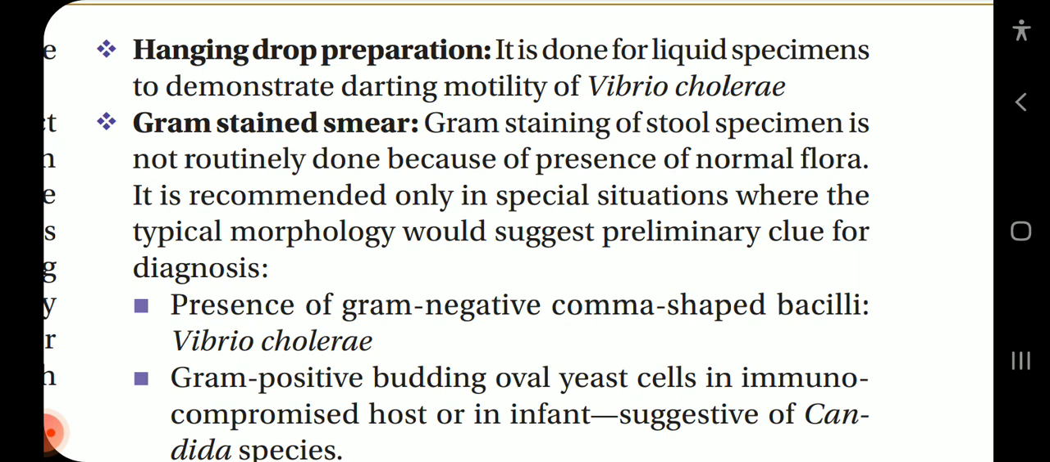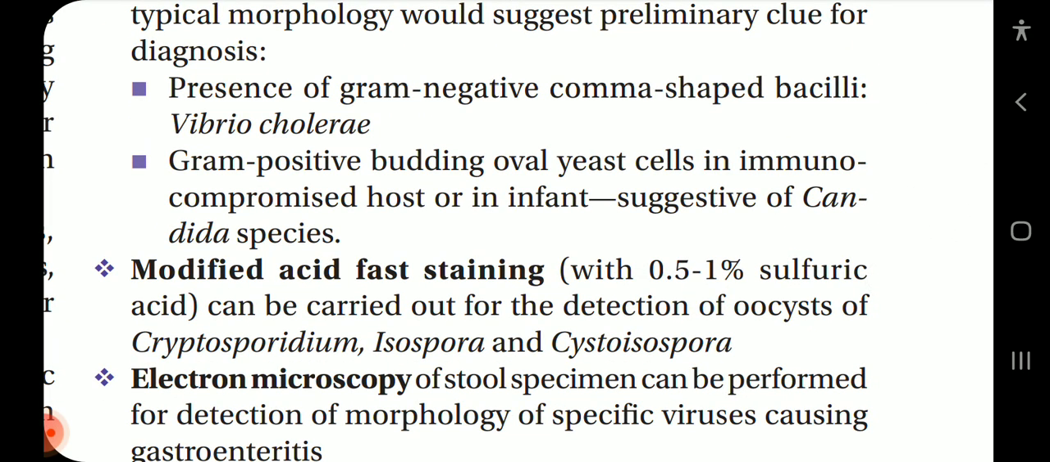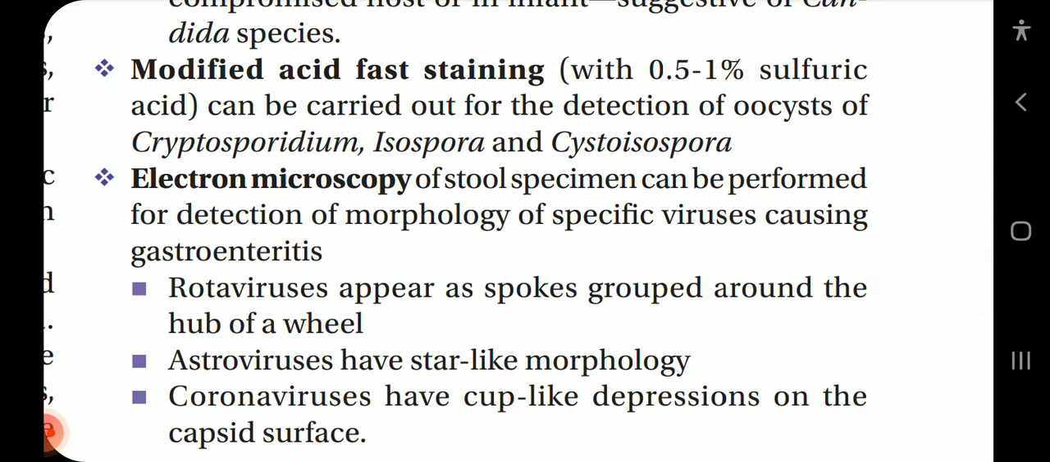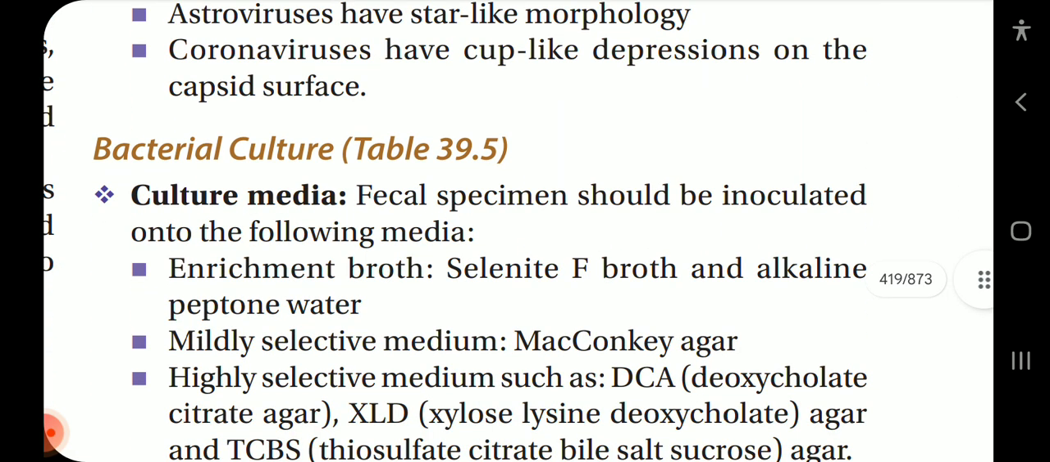Presence of gram-negative comma-shaped bacilli suggests Vibrio cholerae. Gram-positive budding oval yeast cells in an immunocompromised host or in an infant suggest Candida species. Modified acid-fast staining with 0.5 to 1% sulfuric acid can be carried out for the detection of oocysts of Cryptosporidium, Isospora and Cystoisospora. Electron microscopy of stool specimen can be performed for detection of morphology of specific viruses causing gastroenteritis. Rotaviruses appear as spokes grouped around the hub of a wheel. Astroviruses have a star-like morphology. Coronaviruses have cup-like depressions on the capsid surface.